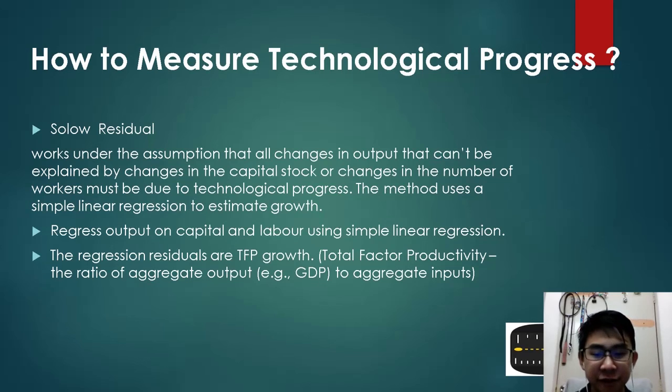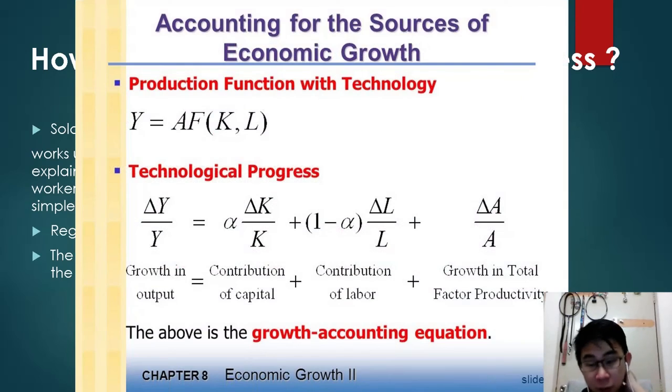The regression residual is the TFP, the total factor productivity growth, and it is the ratio of the aggregate output, which is the GDP, to the aggregate inputs. So this is one of the formulas they use to calculate the source of economic growth, our Solow residual formula to calculate the technological progress. That's all from my presentation.